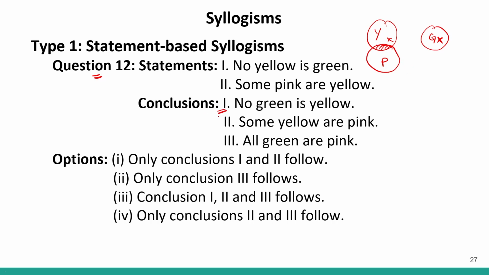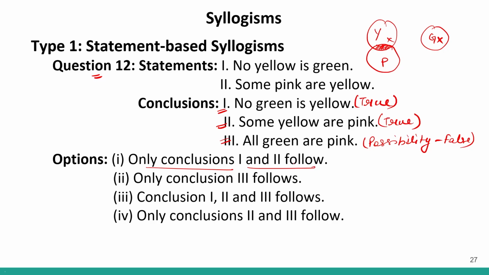Conclusion number 1, no green is yellow. Obviously, they are not overlapping, so this is a true conclusion. Conclusion 2, some yellow are pink. Again, I can see this area. Some yellow are definitely pink, so this is also true. Conclusion 3 says all green are pink. Again, this is a possibility. This may or may not be true, so this is false. So my answer will be that only conclusion 1 and 2 follow. This is given in option number 1. So option number 1 will be my answer.